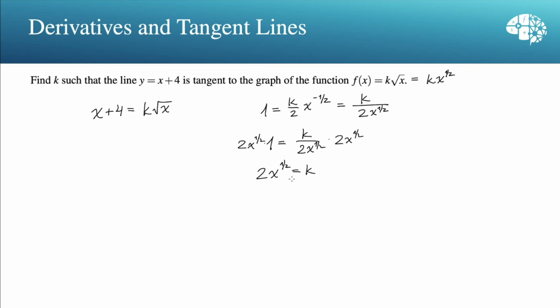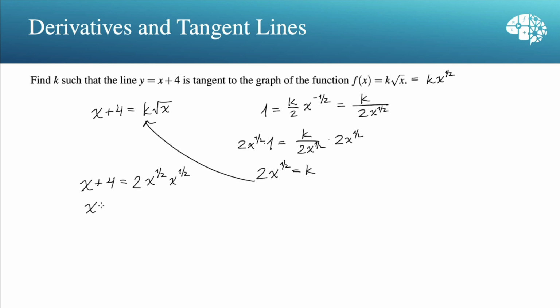All right, now that I have k in terms of x, I'm going to go ahead and take that and plug it in to that k there. So I have x plus 4 equals 2x to the 1/2, and then times root x, and of course root x is x to the 1/2 as well. Okay, now we can simplify a little bit.